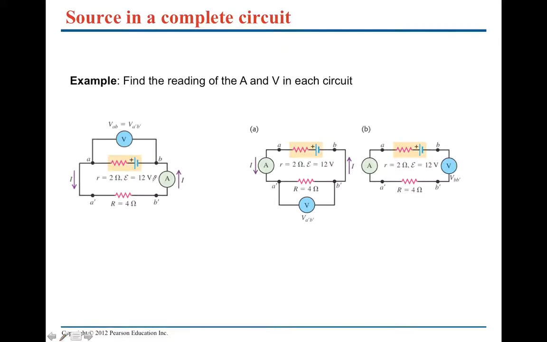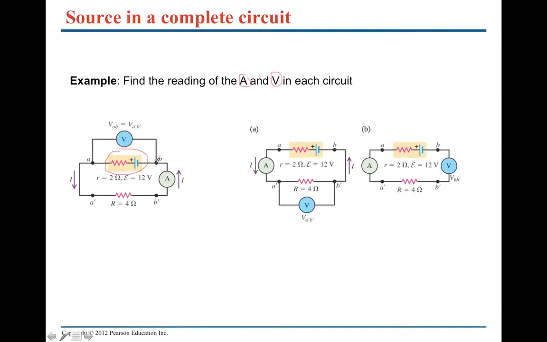This is a simple circuit where we wanted to find the current and the voltage across some points in these two circuits. So first we wanted to find the voltage across this resistance and internal resistance battery, and the way to do that is mathematically.